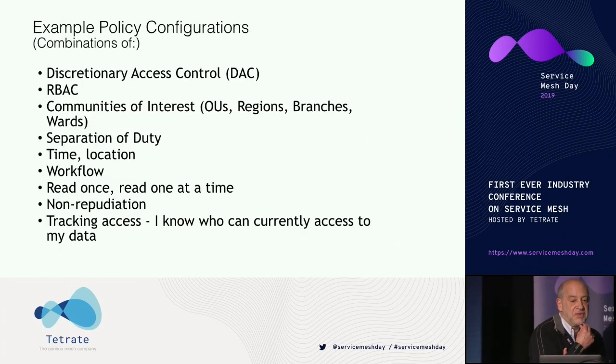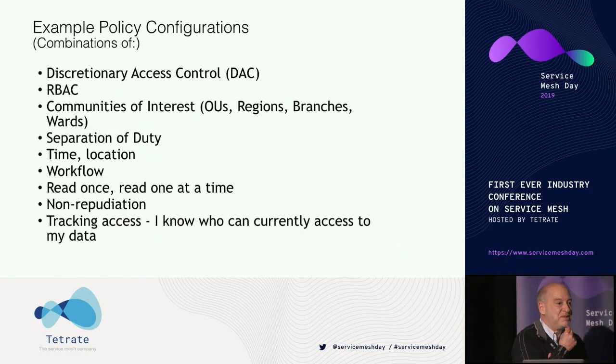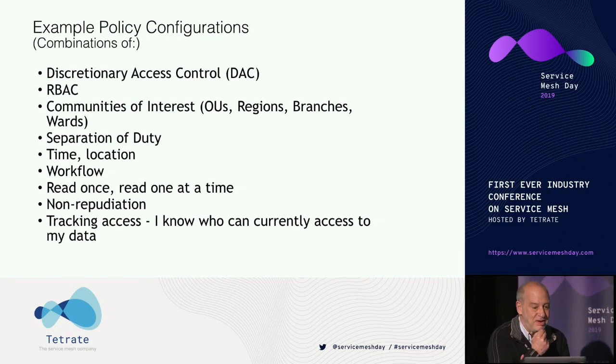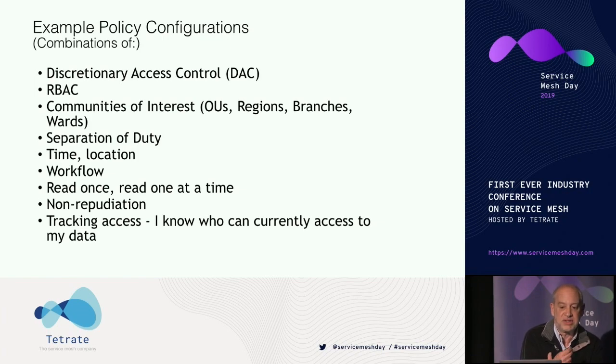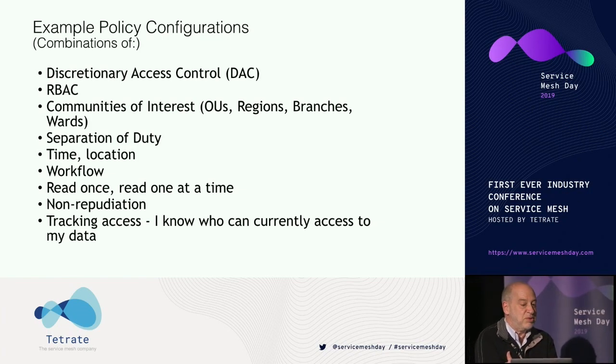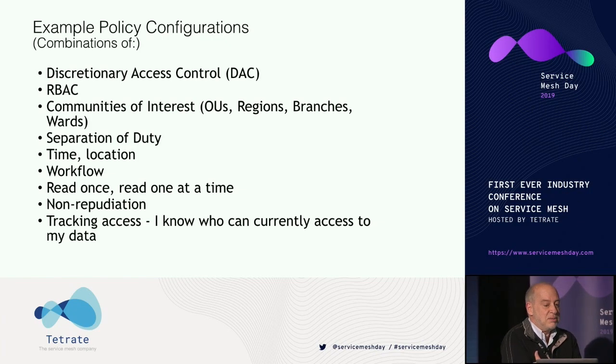So it's impossible to go through every possible policy that we're capable of configuring, but we've demonstrated the ability to do discretionary access control, where users can give away privileges to other users for the objects that they control. We can do role-based access control. We can do combinations of discretionary and role-based access control. We can address communities of interest, separation of duty, history-based separation of duty, access based on time and location.